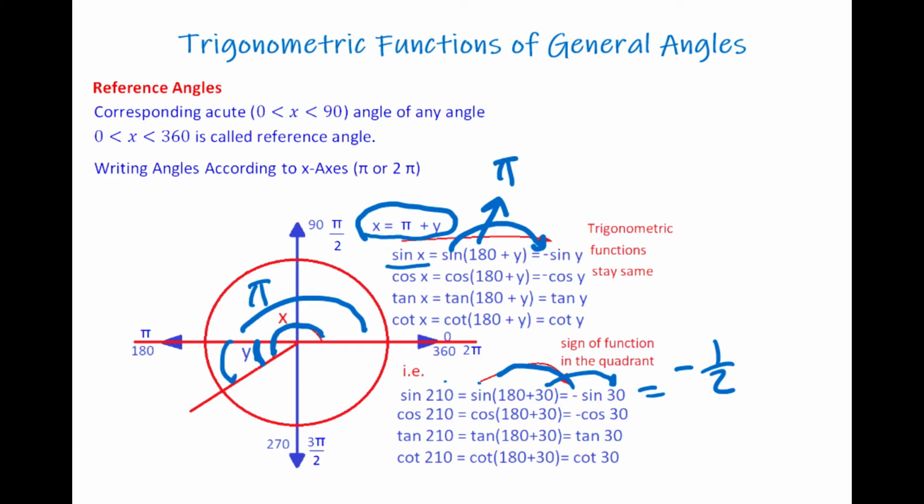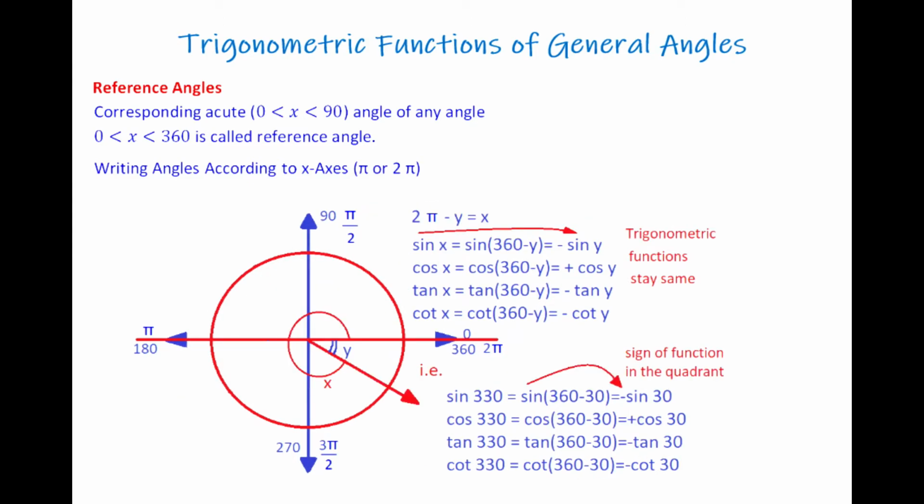Anyway, here we have cosine 210. Again, 210 can be written as 180 plus 30, right? So it's definitely going to be cosine 30, but is it positive or negative? Because we are talking about the third region, and in the third region, cosine is negative, so that's why it's negative cosine 30. Tangent 210. Again, tangent is positive in the third region, so that's why it's positive. Cotangent, positive, that's why it's positive, guys.